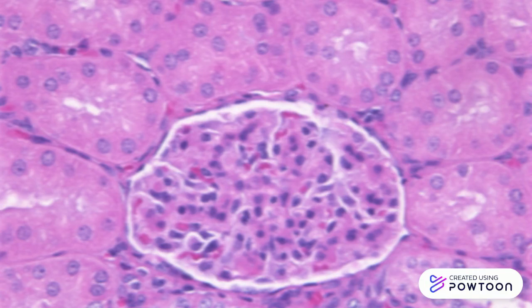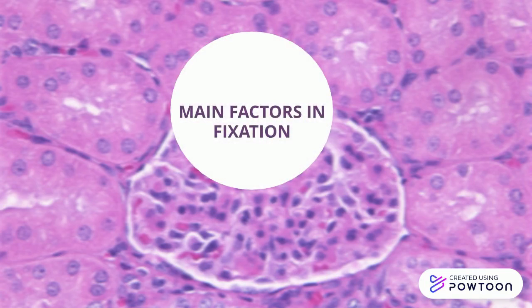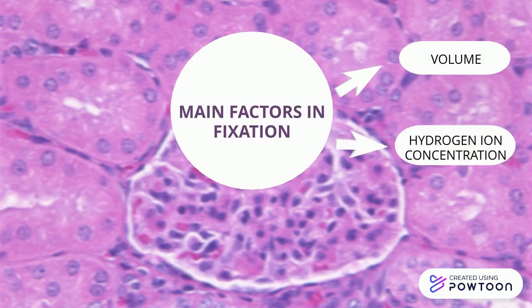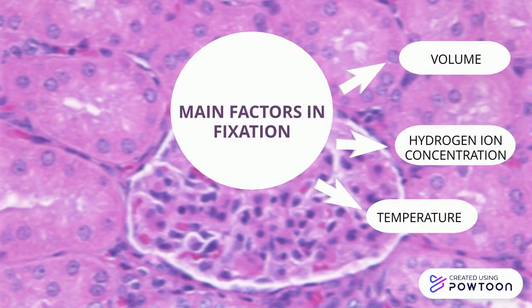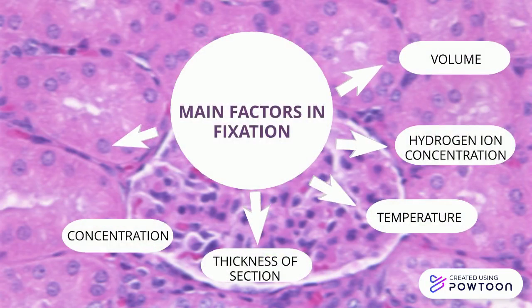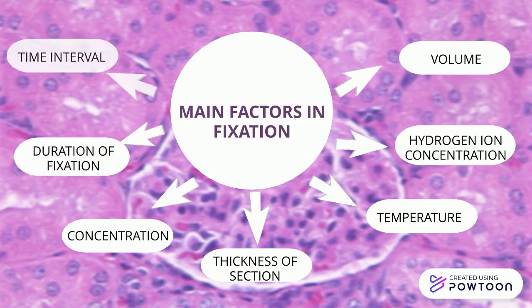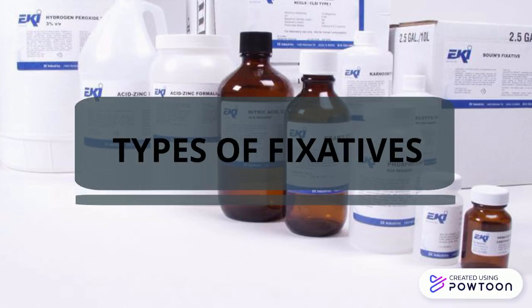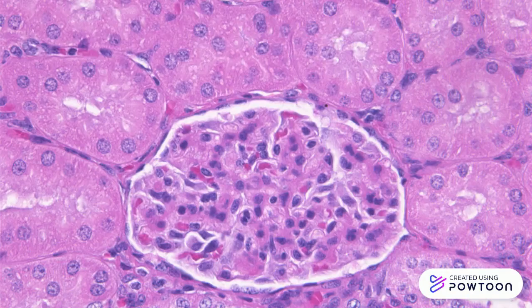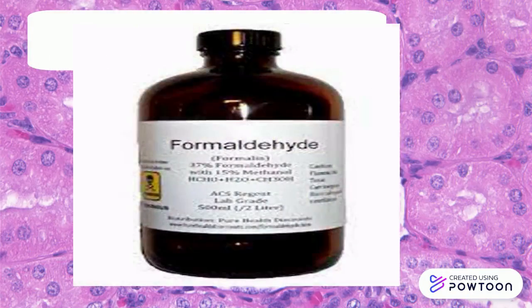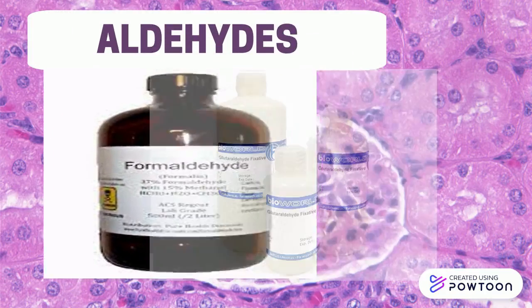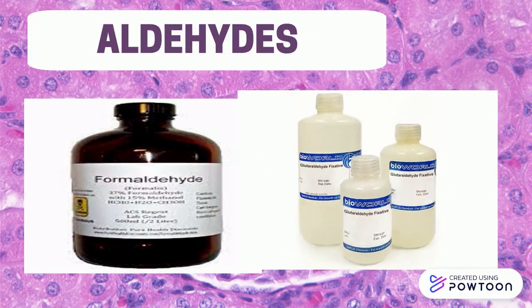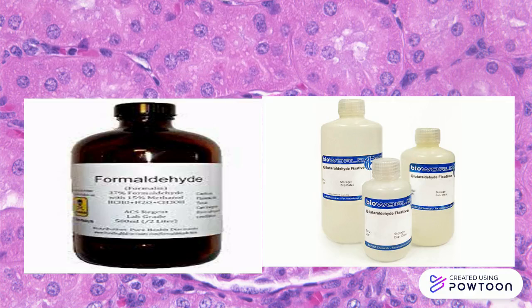The main factors involved in fixation are volume, hydrogen ion concentration, temperature, thickness of section, concentration, duration of fixation, and time interval. There are four major groups of fixatives, namely the aldehydes, oxidizing agents, alcohol-based fixatives, and the metallic group of fixatives. Formaldehyde, the most commonly used fixative in histology. Glutaraldehyde kills cells quickly by cross-linking their proteins.